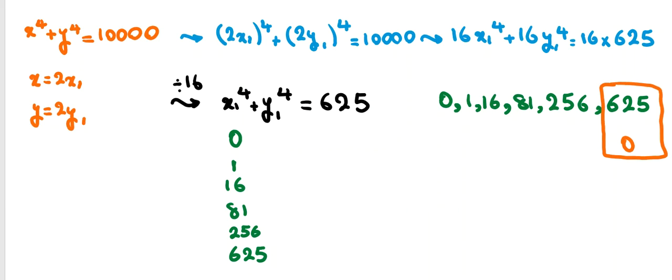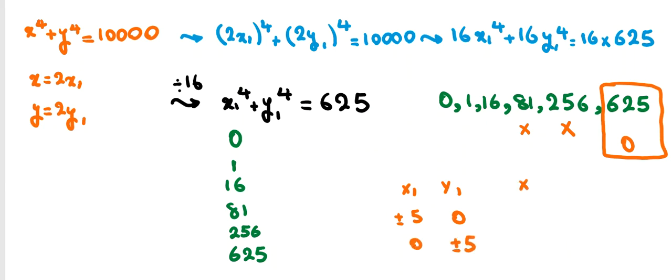256 plus what is 625? We will see 256 plus itself is not 625. It's less than 625, so it is bad. Plus other numbers is also not 625, so 256 is bad. And if you want to use 81, 81 plus 81 also is bad. So our only case is this. One of them could be 625, one of them 0. So x1, y1 is plus or minus 5, 0, or 0, plus or minus 5.